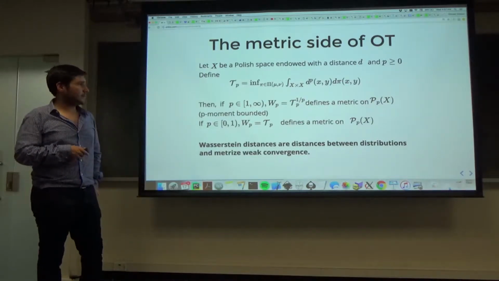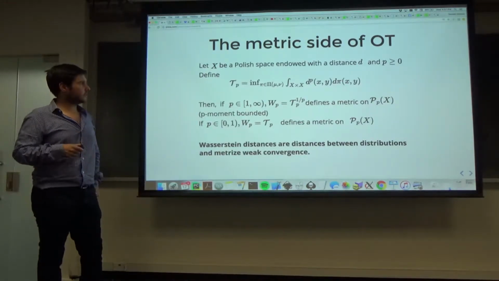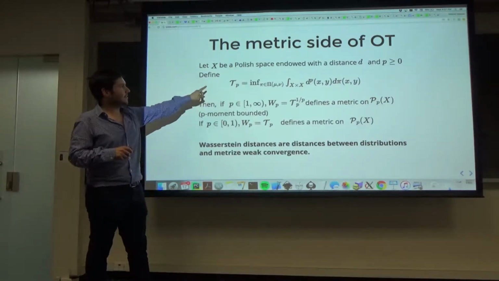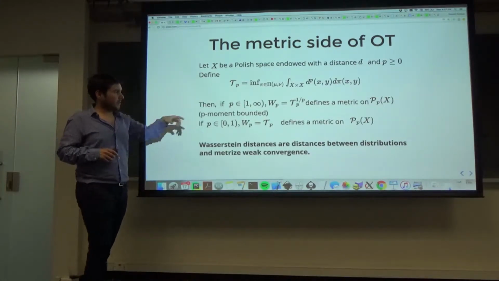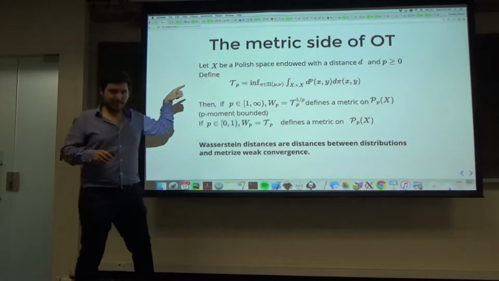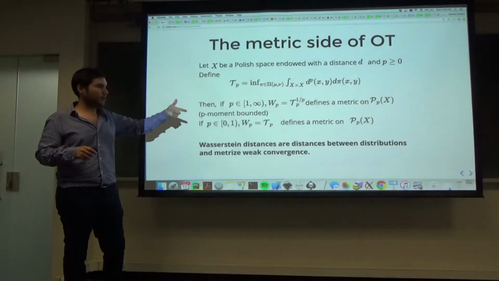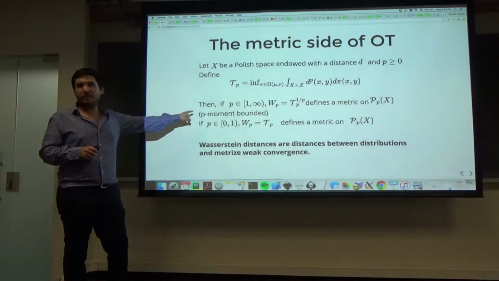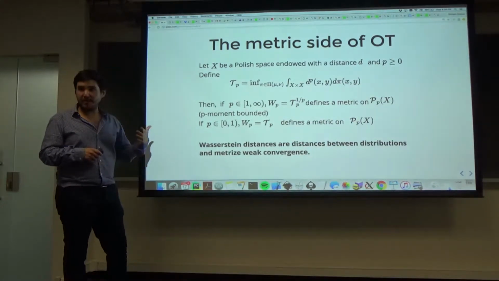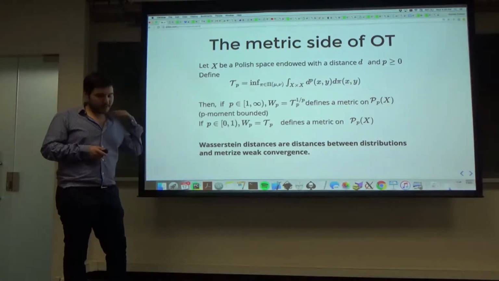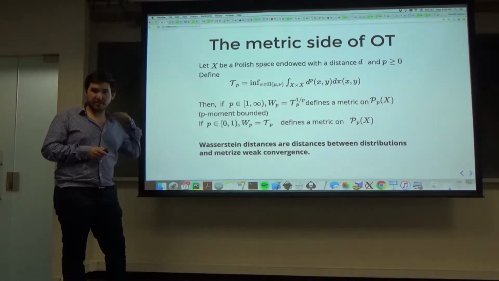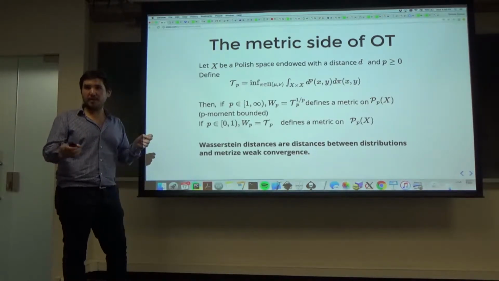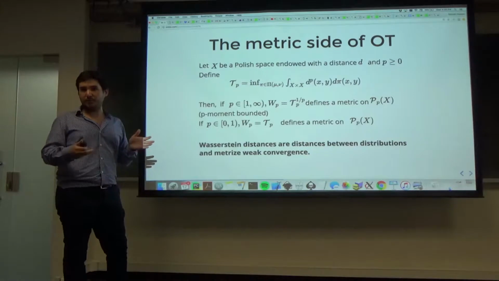And so here we have another fact. We have a policy space with a certain distance, and we define this T_p, which is as always. And it turns out that if we define W_p as the p-th root, then we're going to have a metric on the space of Borel distributions with bounded p-th moment. So we have a metric here, and what we just saw is that in the square case, in this metric, we have a notion of geodesic, or the minimum distance path between one measure and another, and that notion is given by the McCann interpolation formula.